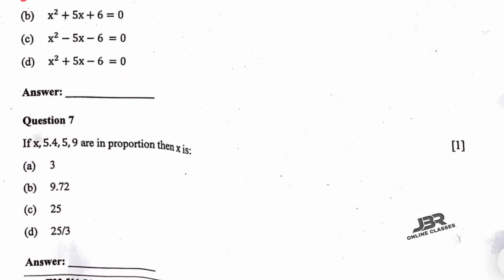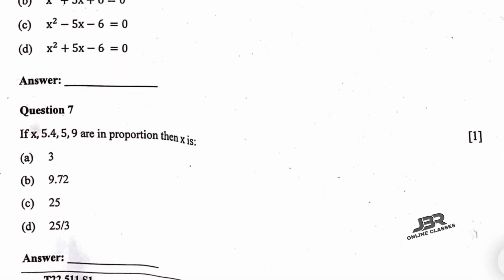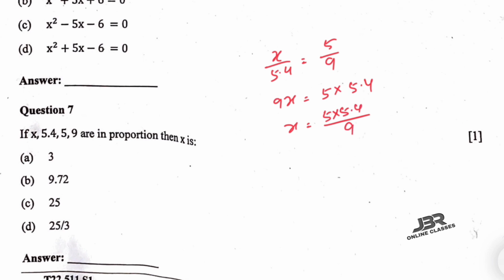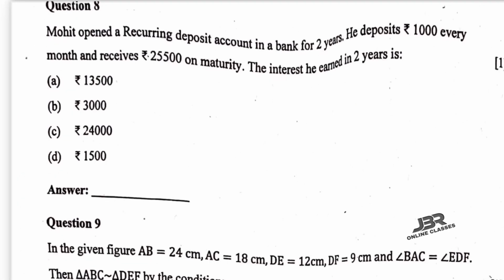If x, 5.4, 5, 9 are in proportion, then find the value of x. Are in proportion means here you can write x by 5.4 equals 5 by 9. So 9x is equal to 5 into 5.4, then x equals 5 into 5.4 divided by 9. And here your answer is 3. Now next one, sum number 8.